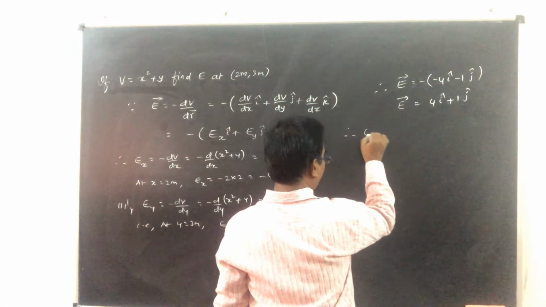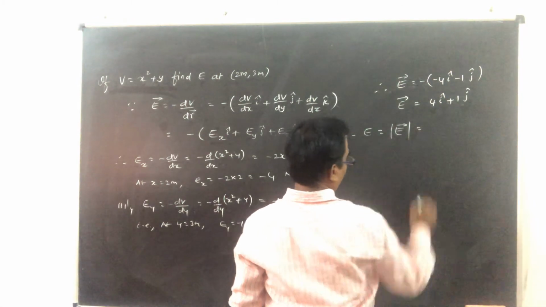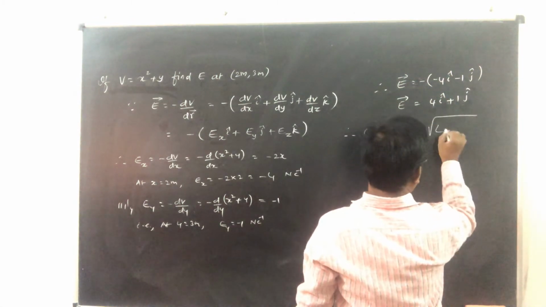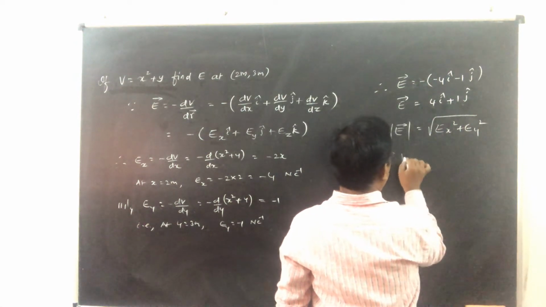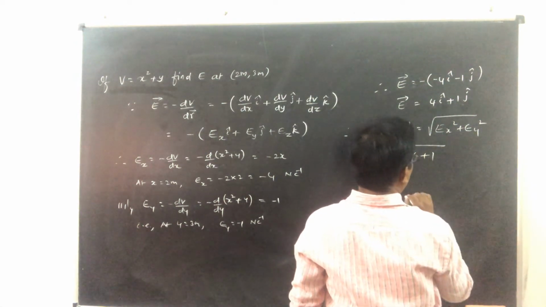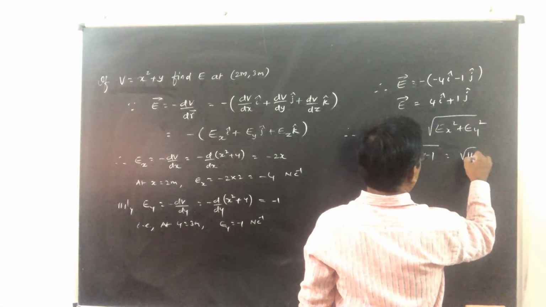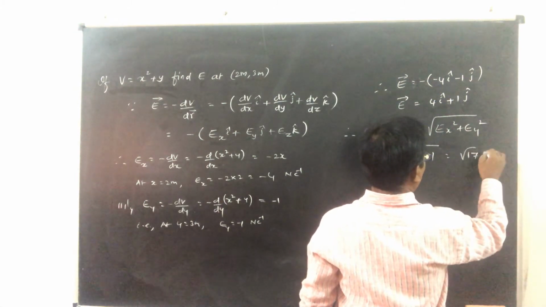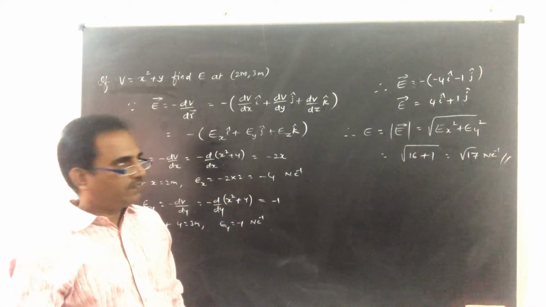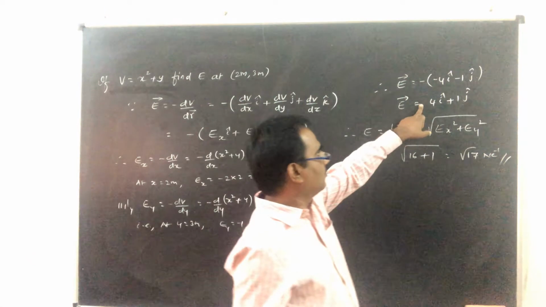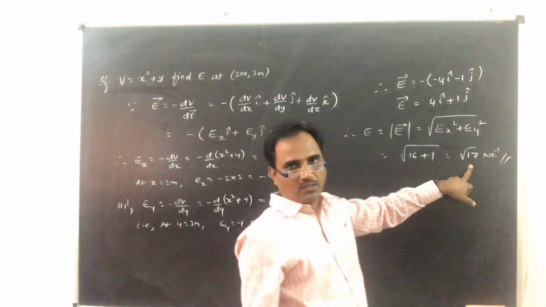Therefore, the magnitude of the electric field is nothing but root of Ex square plus Ey square. That means root 16 plus 1, which is root 17 Newton per coulomb. So what is the electric field, you can write this equation. What is the magnitude of electric field, this one.